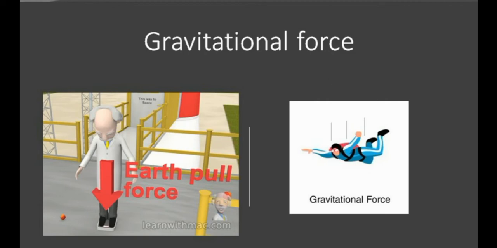Next is gravitational force. So you must have seen that when astronauts go into space, they float. They are not able to stand properly there. Why? Because there is no gravitational force. We are able to stand, and whatever goes up comes down. Why? Because of the gravitational pull of the earth. The earth pulls everything down. That's why everything comes down to the earth. Okay. So this is the gravitational force.